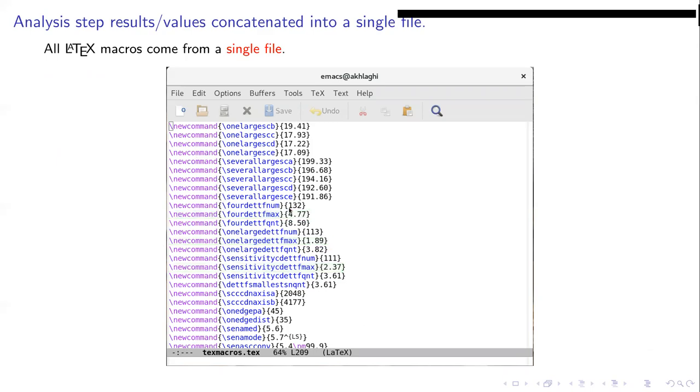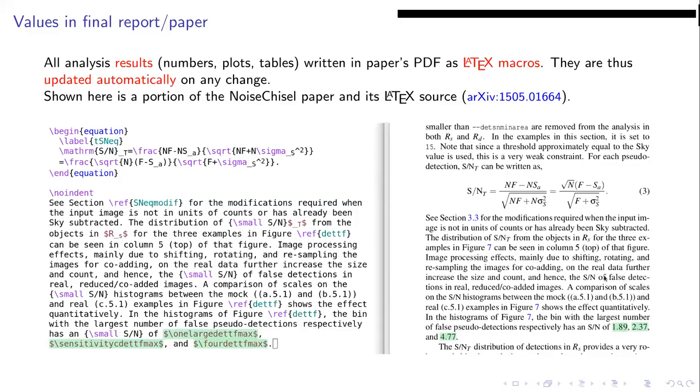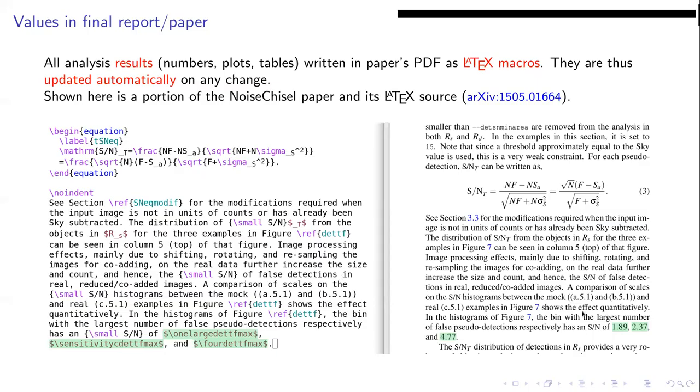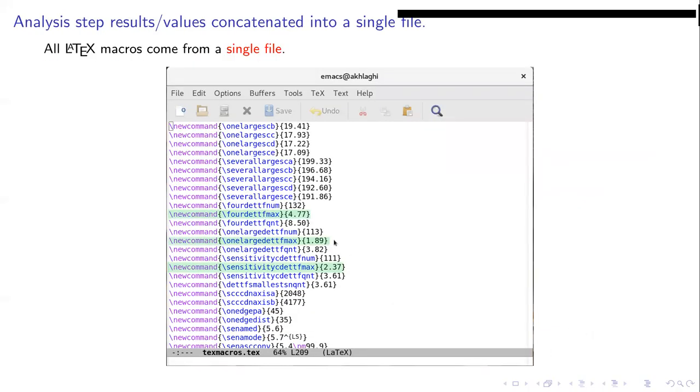Effectively, every single number I used in this paper, which came from my own analysis, actually comes from this single LaTeX macro file that has all of the numbers. Look, you see them? Everything is here. For example, these are exactly those three numbers you saw in the PDF. Look here, you see 1.89, 2.37, and 4. It's exactly the same.